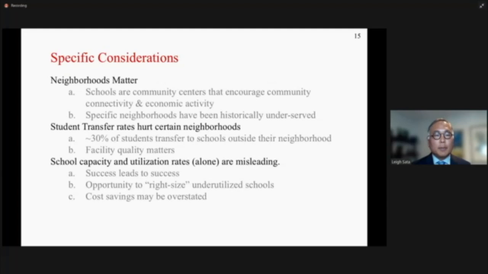And then finally, there may be something here about cost savings, that sometimes they're overstated, because often when schools are closed, those students transfer to other schools and the staff transfers with them. And so it's true that there may be some savings at the administrative level, but we're probably really talking only about a small number of administrators at that point. And again, if we go back up to that first bullet, that schools are community centers and encourage community connectivity and economic activity, the loss of that school to that neighborhood could really be devastating over time. Next slide, please.